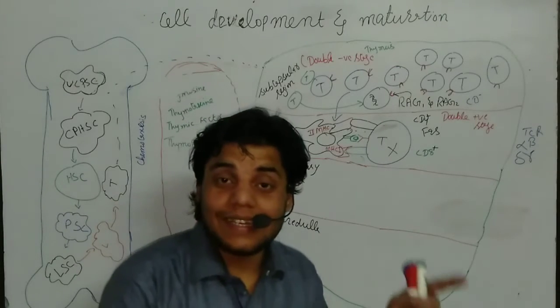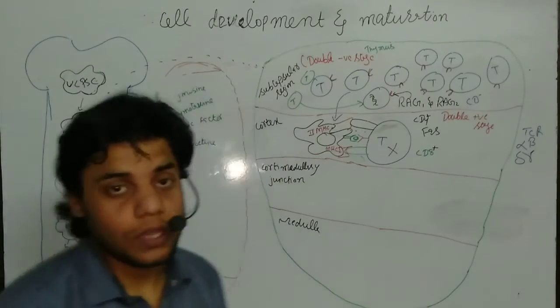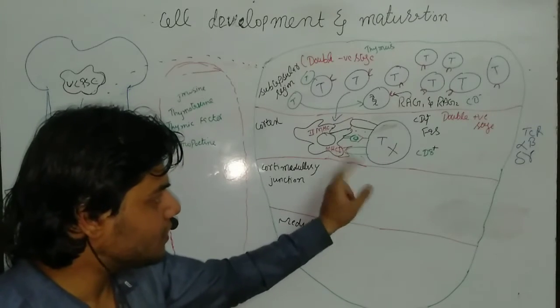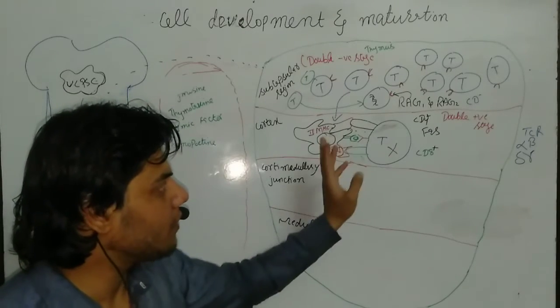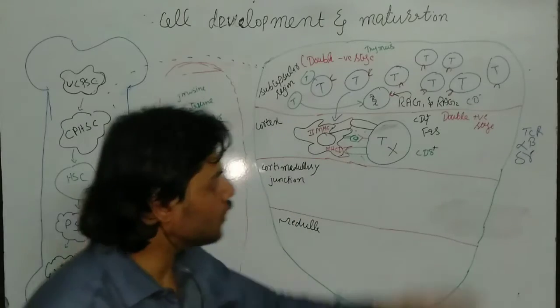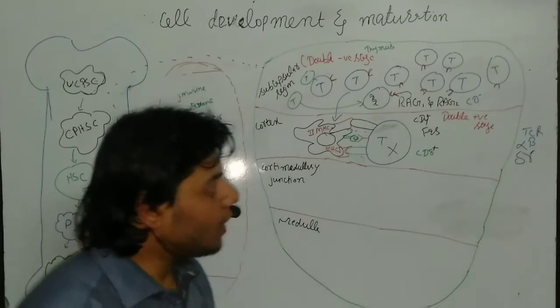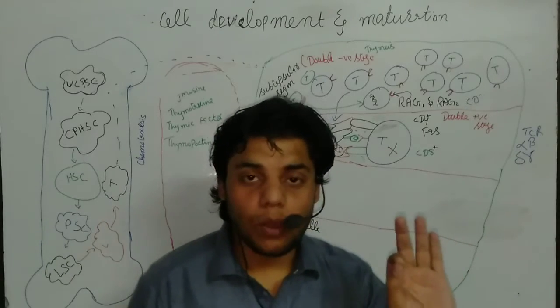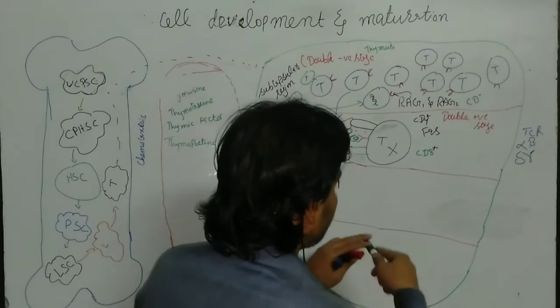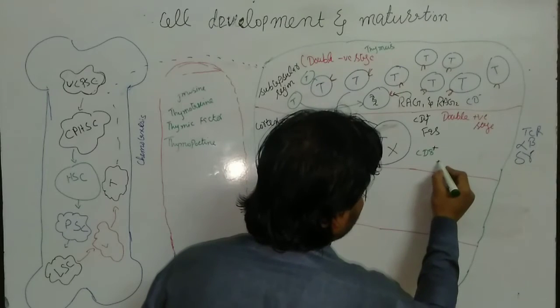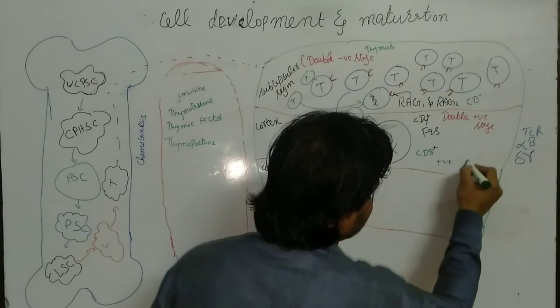Let's suppose MHC1 doesn't recognize CD8, and MHC2 doesn't recognize CD4, then this cell will undergo apoptosis. So all this phenomenon is called positive selection.